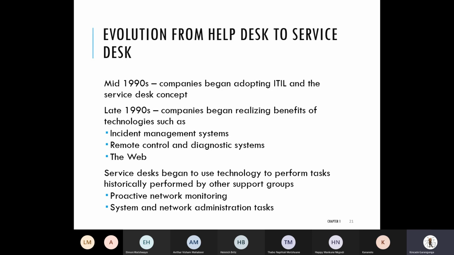So the proactive network monitoring and naturally your system and network administration tasks, like we mentioned before, with proactive, you're expecting that, okay, look, there could be a dip in network quality or in the quality of connection.